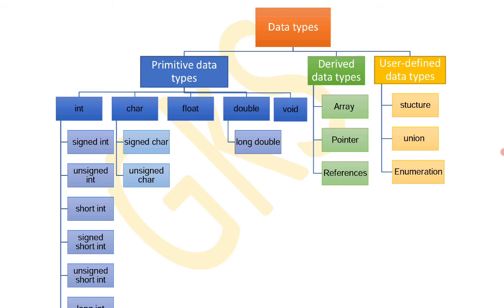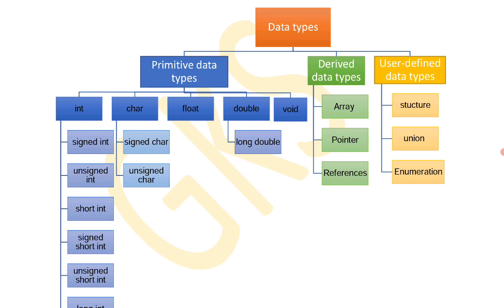Double data types are of two types, double and long double. What is a double data type? It is double the size of floating point numbers, generally used to store double the size of the floating point numbers. And another type is long double, which is used to store double the size of the double data type.